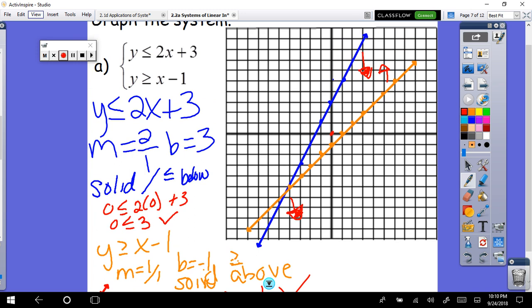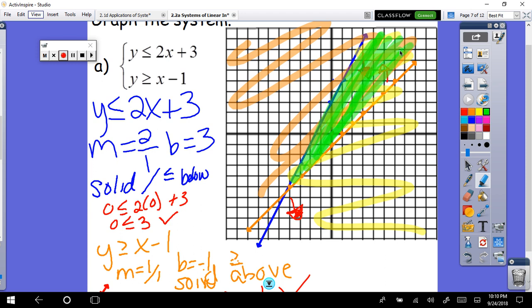If I go back up here, you'll see that we're shading below the blue line, but we're shading above, let's see what color, put that one in orange, above the orange line. And hopefully you'll see that below the blue and above the orange, they're going to intersect right here. So similar with a system of linear equations, our intersection point is our solution.